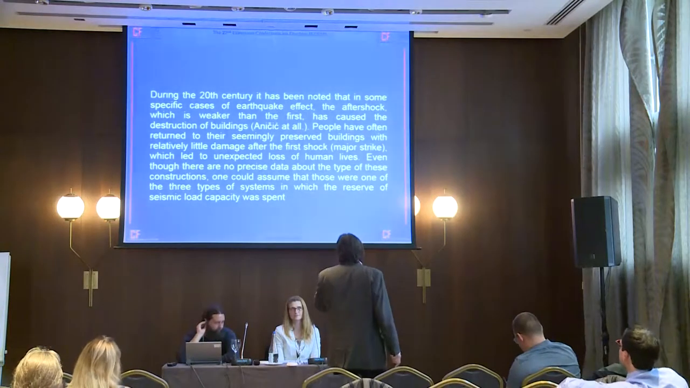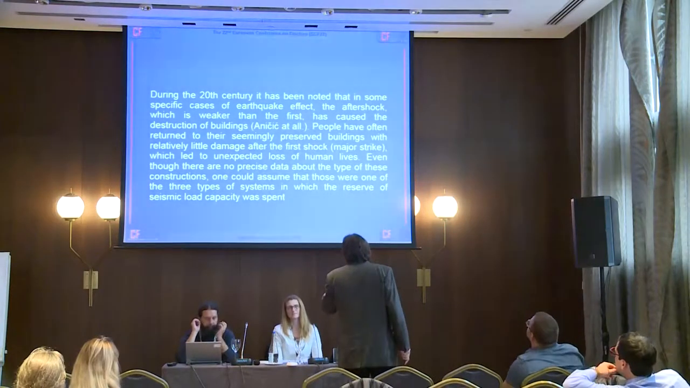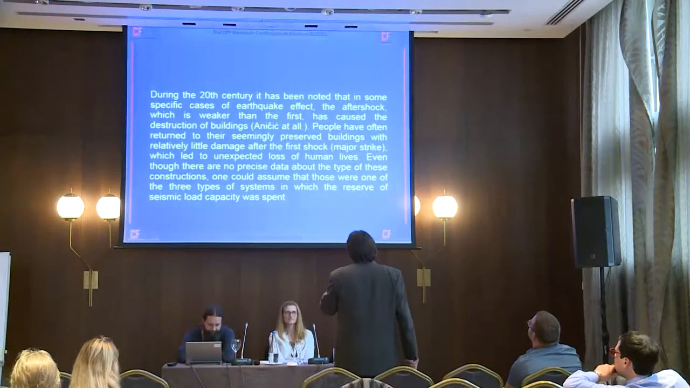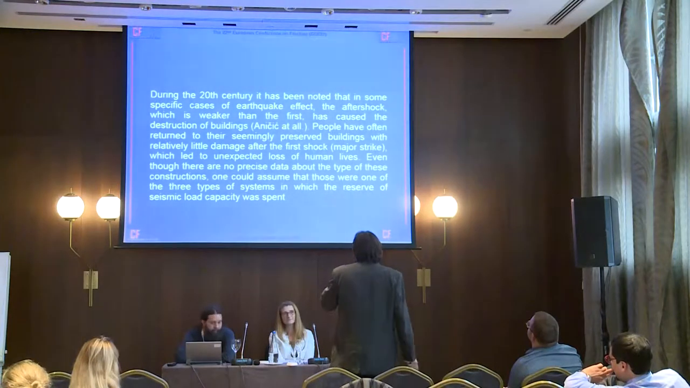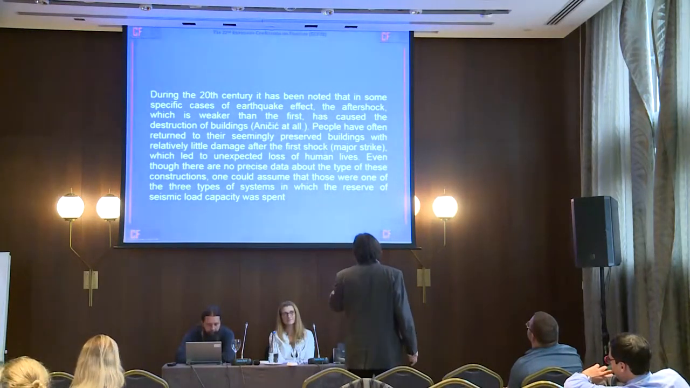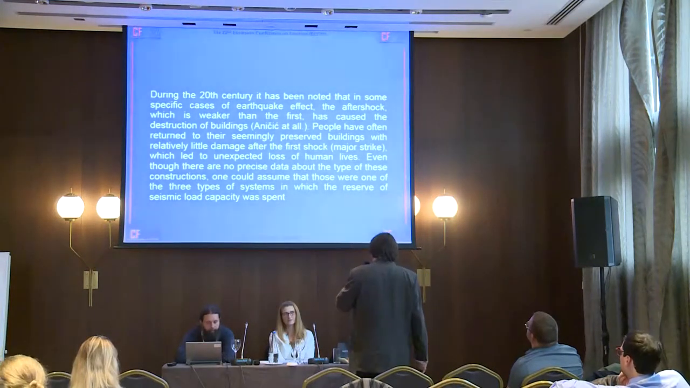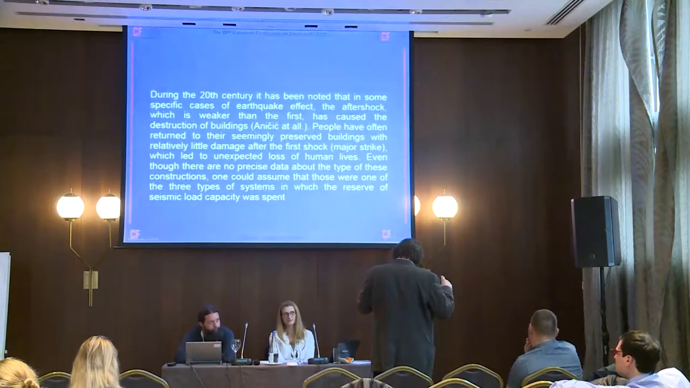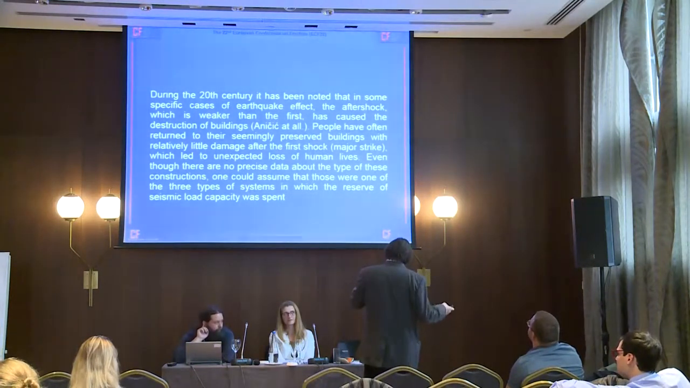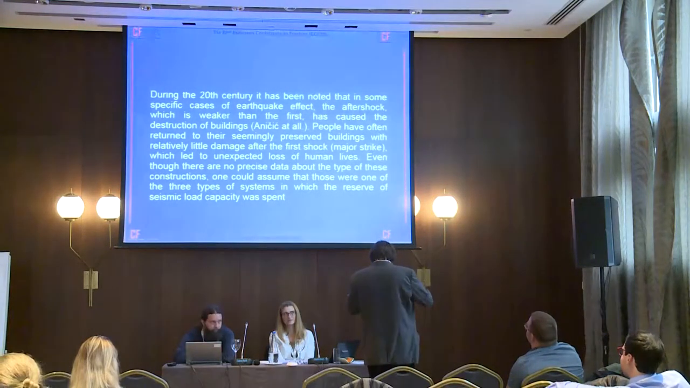Similarly, a preserved building with relatively little damage after the first shock or mild strike led to unexpected loss of human lives. Even though the precise data about the state of this construction is unknown, one could assume that it was one of three types of system in which seismic capacity stands. First is the skeleton system, second is the masonry infill system, and third is the combined masonry infill with skeleton system.